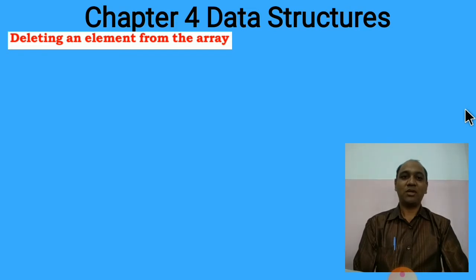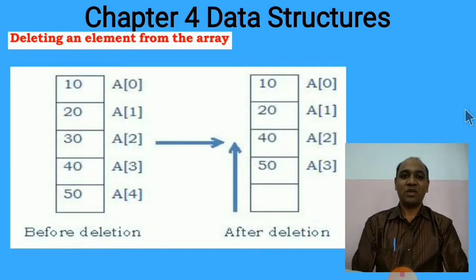Now deleting an element from the array. Let us take an example of array 10, 20, 30, 40 and 50 whose locations are 0, 1, 2, 3, 4. There are 5 elements. Here the position 2 consisting of element 30 is to be removed from the given list. Once it is removed, this particular block will be empty. So we have to move this 40 and this 50 to the lower order positions, because from 3 to 2 and 4 to 3 has to be shifted.